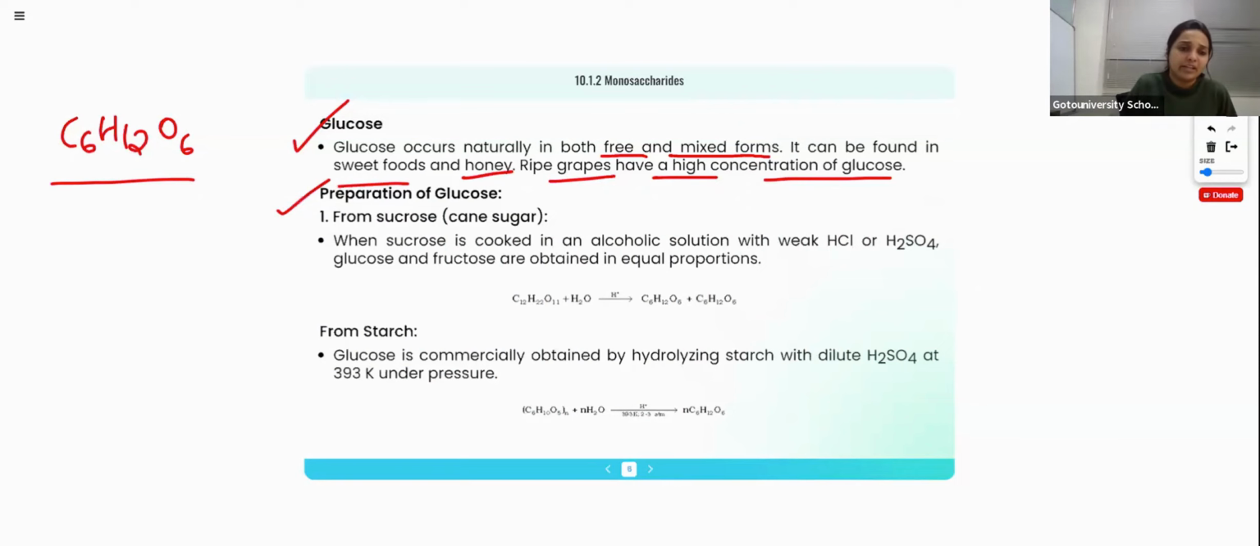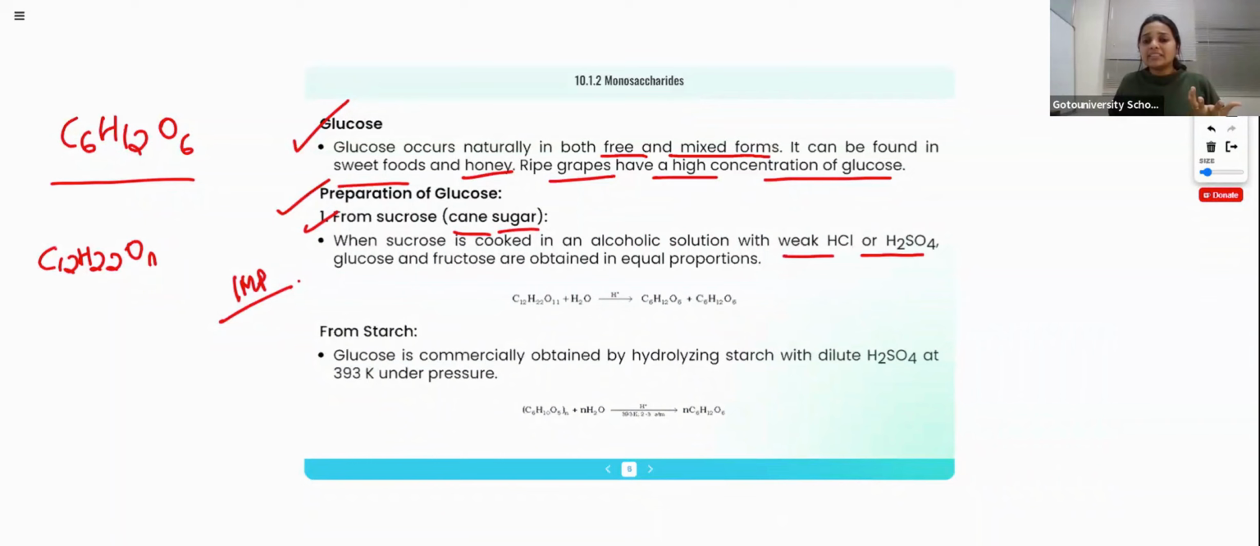Very, very important. Preparation of glucose is again very important. First, glucose can be prepared from sucrose. Sucrose means C12H22O11, that is called cane sugar. We know that, right? Cane sugar. When sucrose is cooked in an alcoholic solution with weak hydrochloric acid or sulfuric acid, glucose and fructose are obtained in equal proportions. Got it?